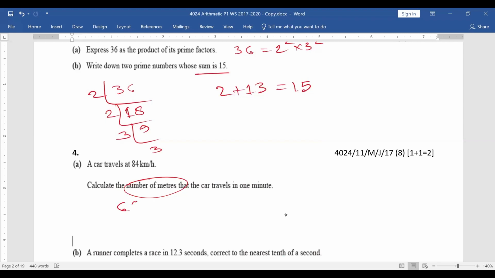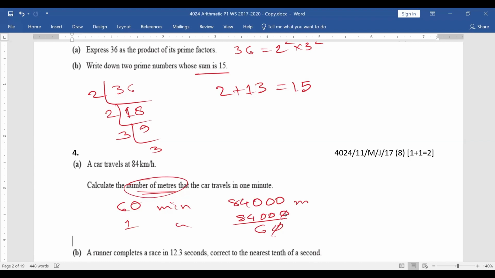So we can write, in 60 minutes, the car travels 84 kilometers, or 84,000 meters, as you have to find the number of meters. So in 60 minutes, the car travels 84,000 meters. So for 1 minute, it will be 84,000 divided by 60, and that is how far the car travels in 1 minute.